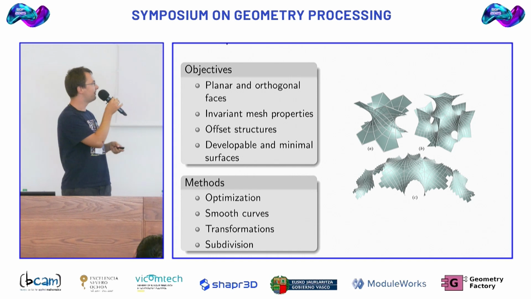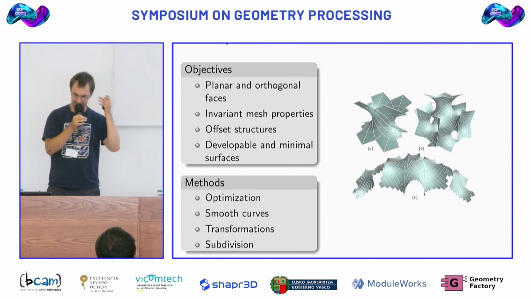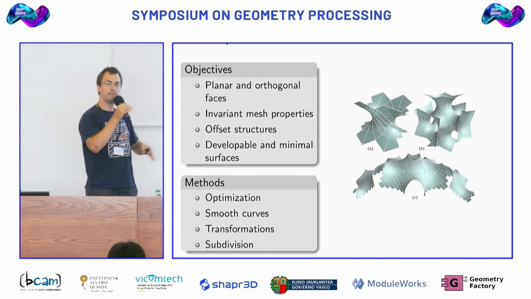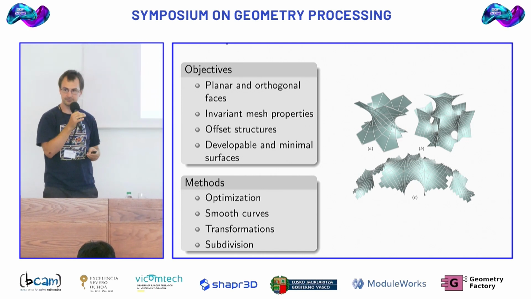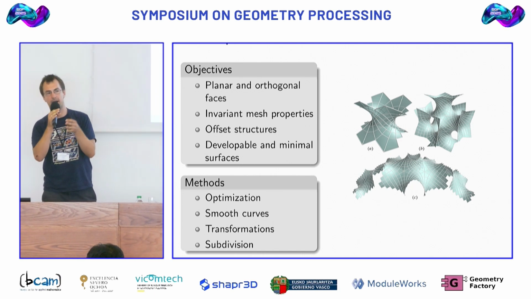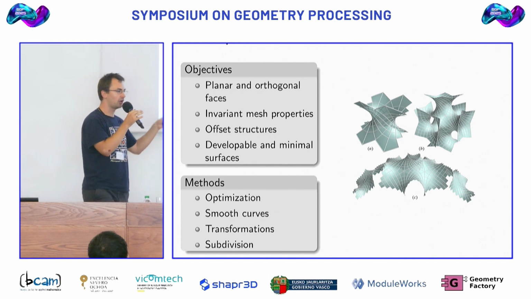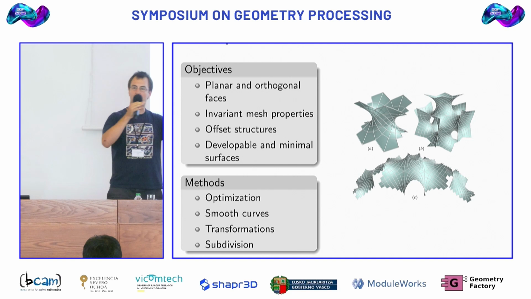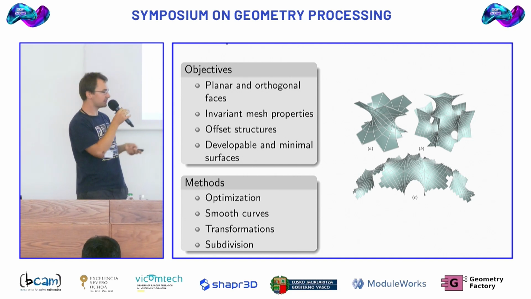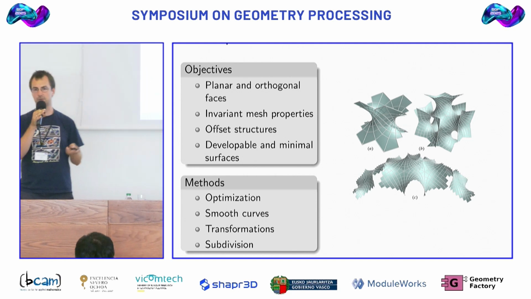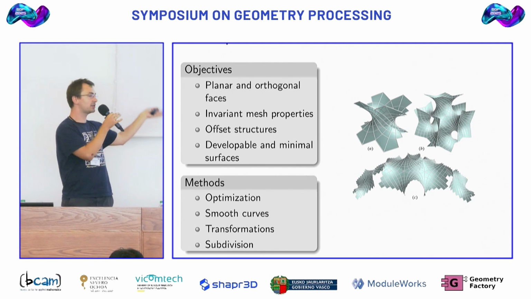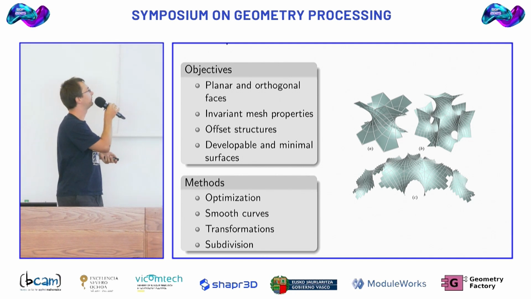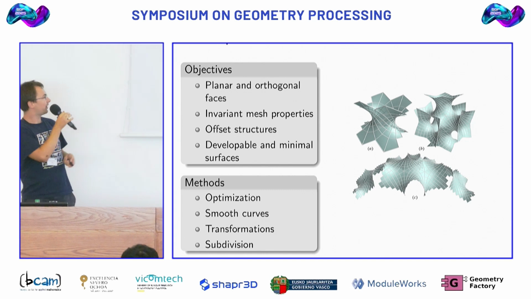So here you see some minimal surfaces. And the methods, the tools that we are using is mainly going to be optimization, combined with this knowledge of smooth curves, or how our discrete objectives relate to smooth curves. And then we're going to play a bit around with transformations and subdivisions, how they can be used as a design tool.